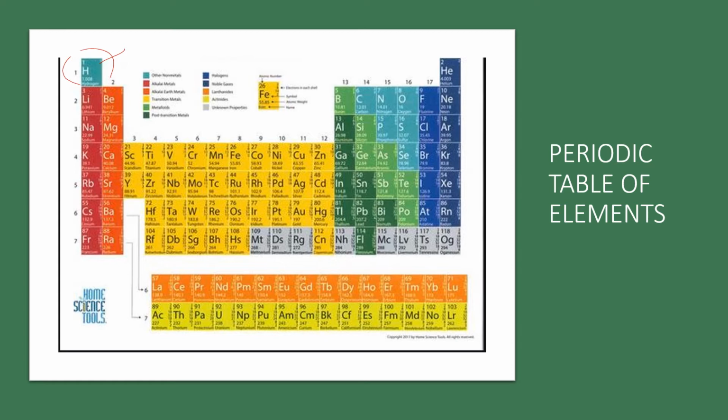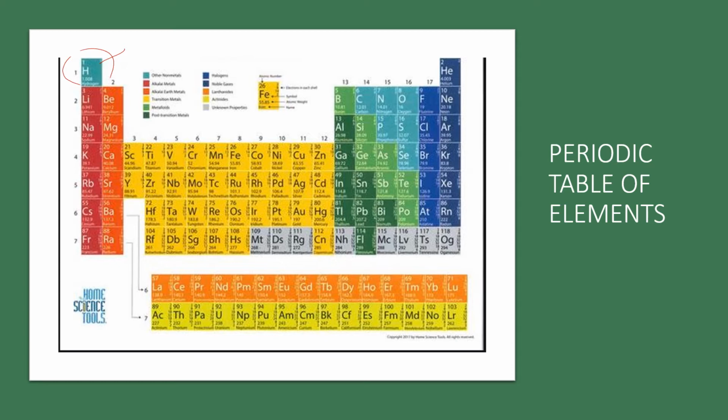The row is a period, and it represents the number of shells of atoms. So period 1, hydrogen, means that the hydrogen atom consists of one shell only. Lithium, beryllium, boron, carbon, nitrogen, oxygen, fluorine, and neon are in period 2. So these atoms, lithium, beryllium until neon, have two shells.